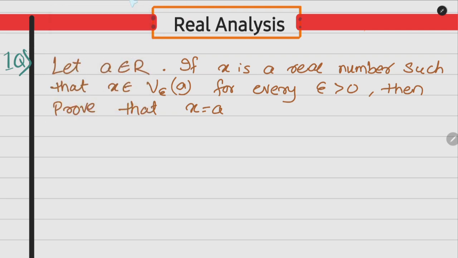Let A belong to R. So here it says A belongs to R and X is a real number. That means A and X both are real numbers, and X belongs to V epsilon of A for every epsilon greater than 0. Then you have to prove that X equals A.